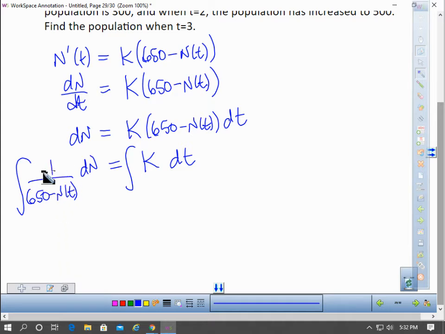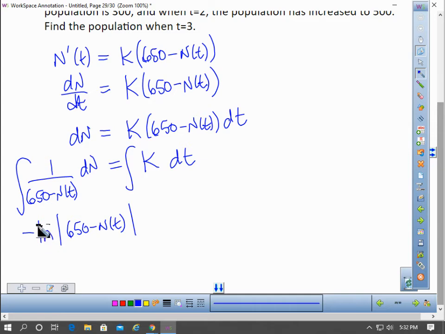All right, so this is the derivative in terms of n, where this is the function n here. So this is going to be a natural log situation. The only thing that's going to happen here, the derivative of this expression is going to be negative 1. And I don't have the negative up here, so it's just going to be the negative natural log of the absolute value of 650 minus N of t, which is just n.